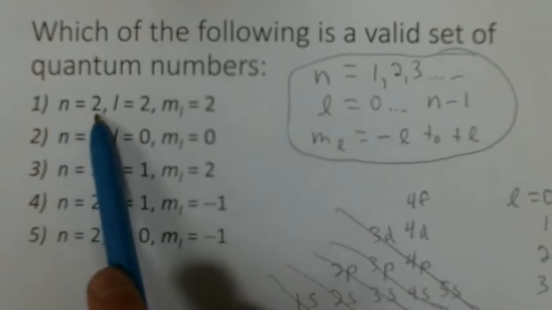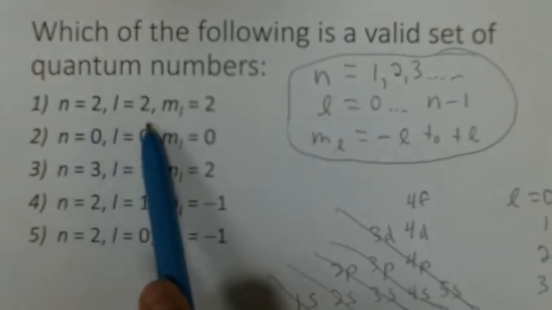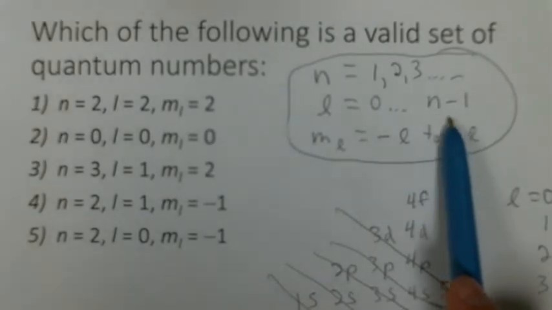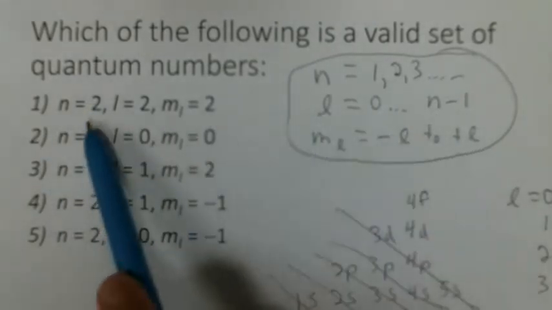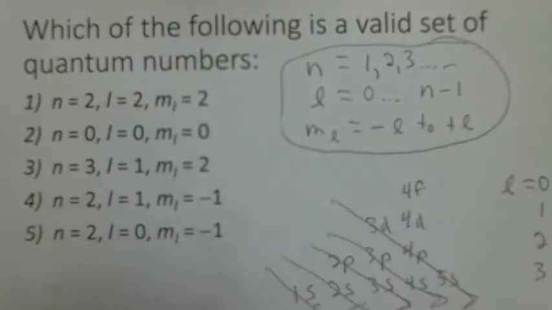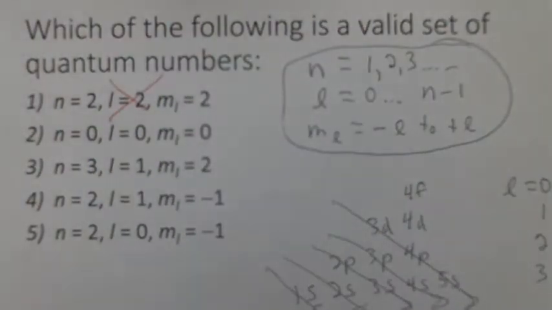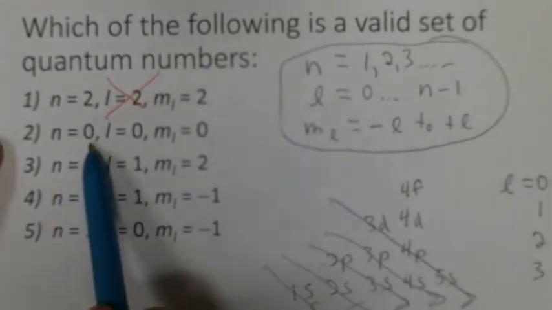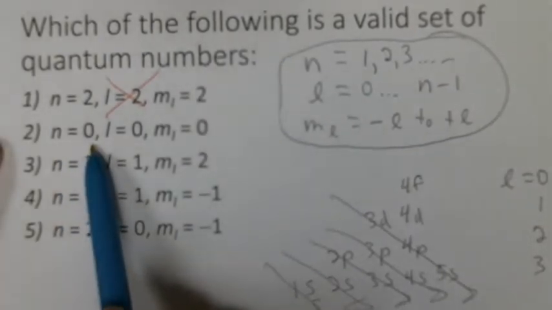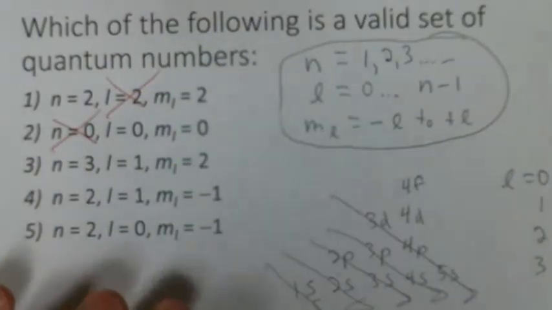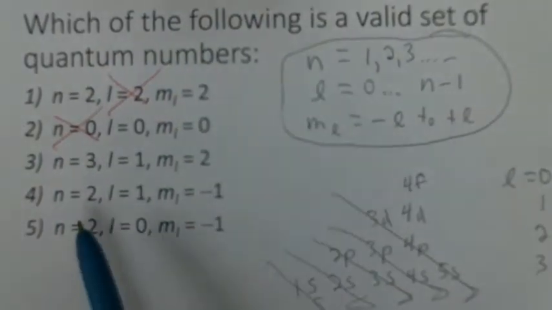So when n equals 2, can L be 2? No, it can't. It can only be up to n minus 1, so 2 minus 1. So it can't be 2. So let's just X that one out. So that's not valid. Then n equals 0. Well, wait a second. We don't start the integer number scale at 0. The first shell is the first shell, not the 0th shell. So that's no good.